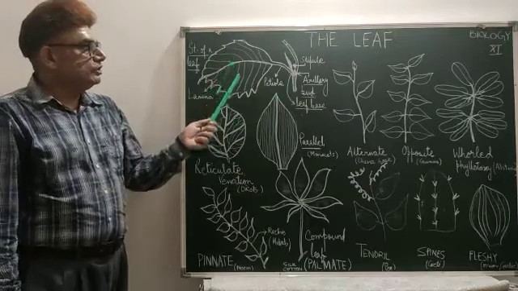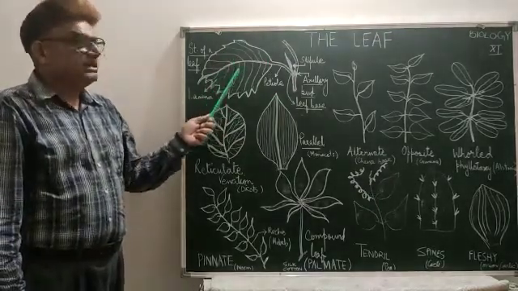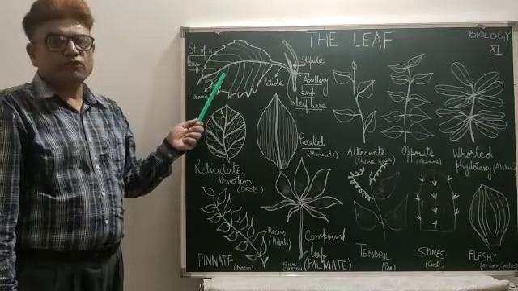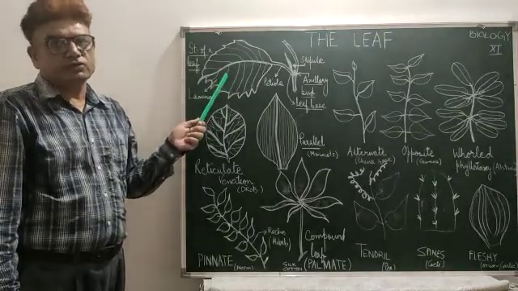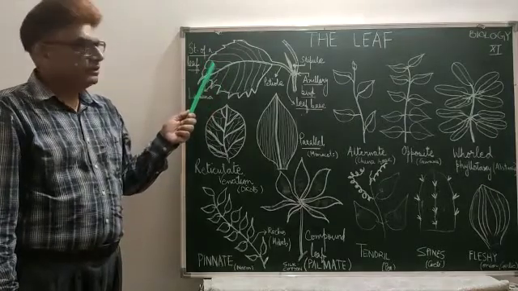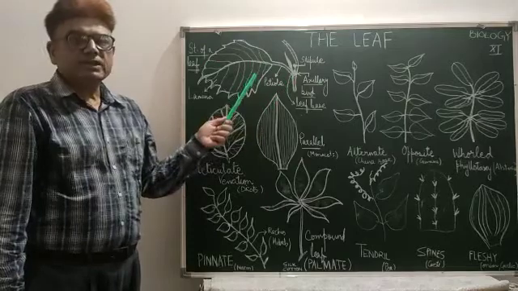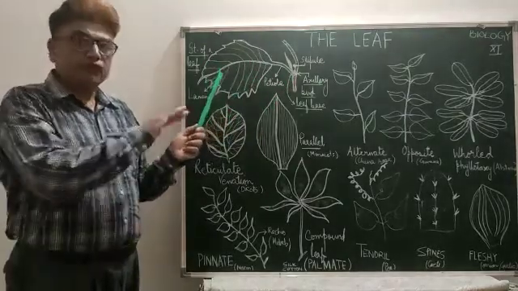Lamina has numerous veins and veinlets, which are the channels for the transportation of water, minerals, and the photosynthates. They also provide rigidity to the leaf. Petiole is flexible in nature. It enables the lamina to flutter in wind.